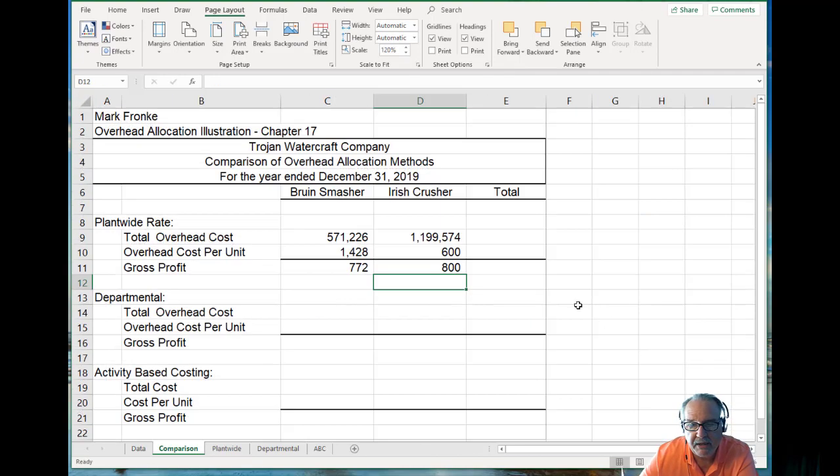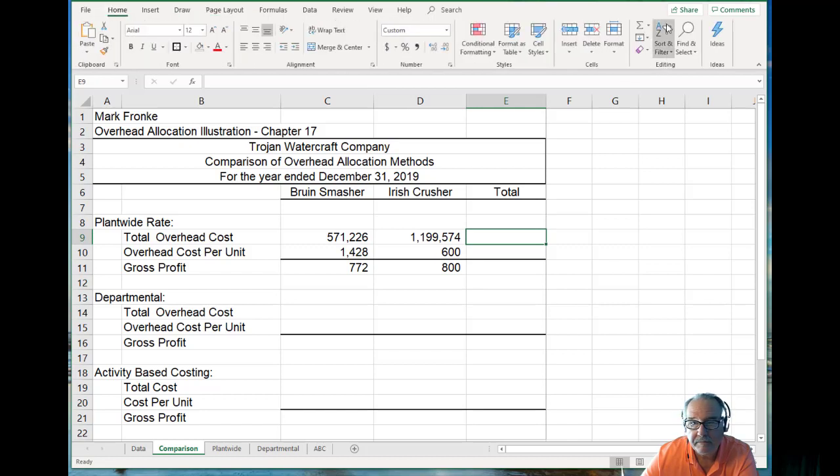And we will do a comparison with the other methods. Now, I'm totaling up the overhead cost. Doesn't make sense to total up the gross profit and the overhead cost per unit, but I do want to total up the overhead cost because we're going to see in all three methods it's the exact same amount of money, $1,770,800.